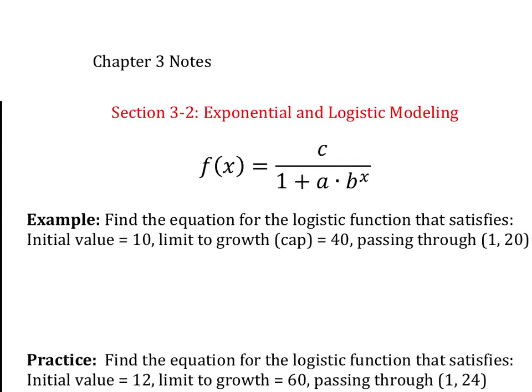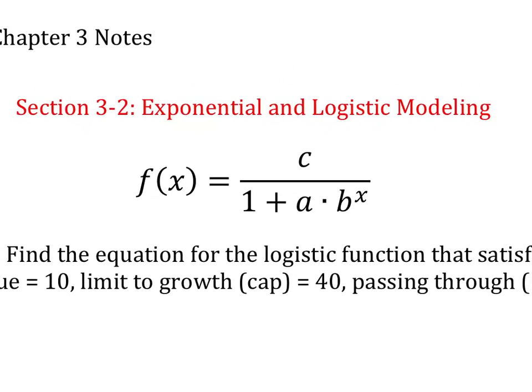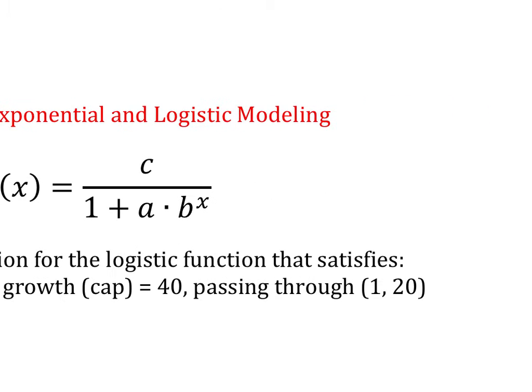We're going to dissect this a little bit. This is called a logistic function, and this is new this year, so take a minute to familiarize yourself with how it looks. You can see there's an exponential function here, a times b to the x. The difference now is that it's in the denominator with a +1 next to it, and then there is a numerator, c.